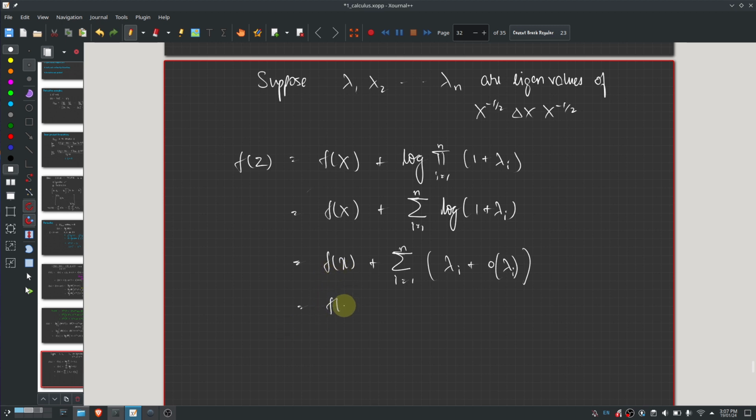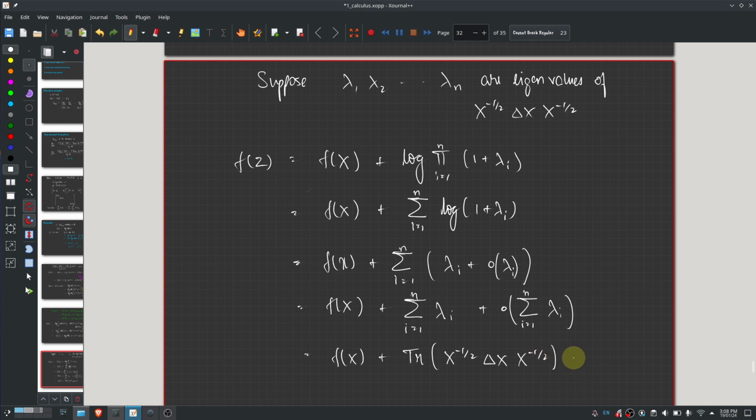Okay, so this is just f of x plus the summation i equal to 1 to n of lambda i, plus the summation i equal to 1 to n of a term that tends to 0 faster than the summation of lambda i. But what is this equal to? This is the sum of the eigenvalues, so it is just the trace of this particular matrix. Of which matrix? x to the minus half delta x x to the minus half. So this is f of x plus the trace of x to the minus half delta x x to the minus half plus little o of, again, the trace.